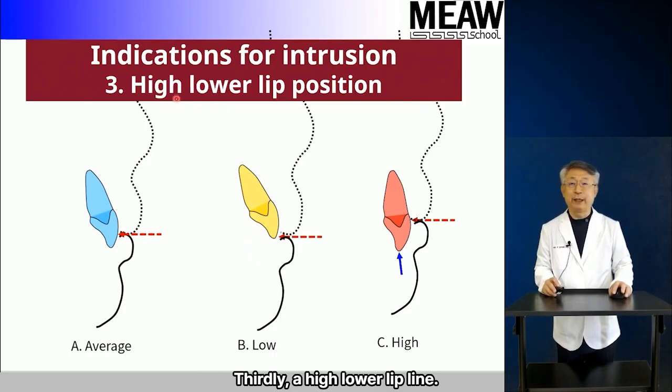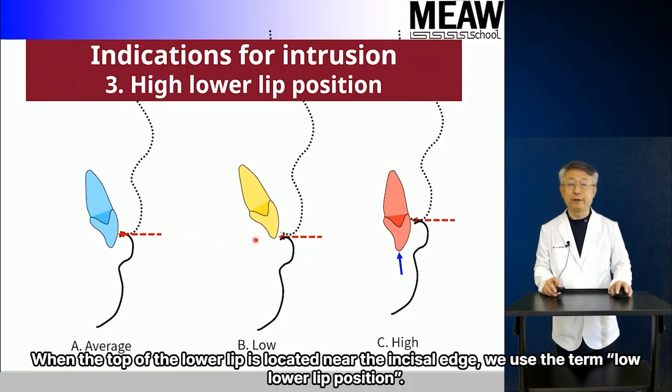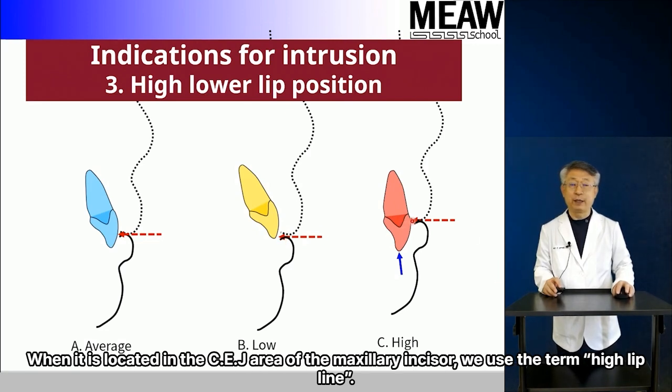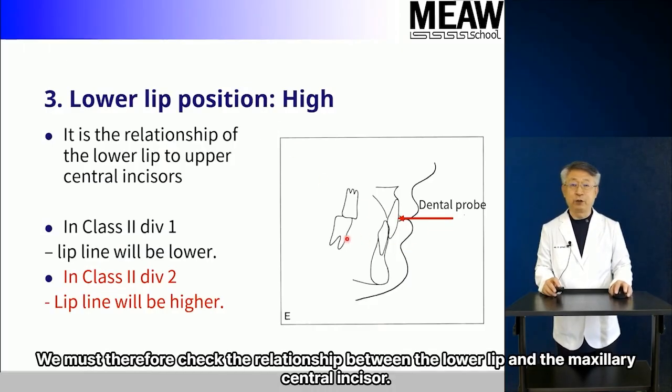Thirdly, a high lower lip line. The top of the lower lip is usually located at the incisal 1-3 of the maxillary incisor. When the top of the lower lip is located near the incisal edge, we use the term low lower lip position. When it is located in the CEJ area of the maxillary incisor, we use the term high lip line. The lower lip position is very important clinically. We must therefore check the relationship between the lower lip and the maxillary central incisor.